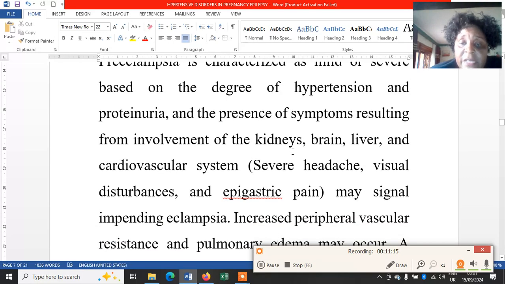We've talked about signs like severe headache, visual disturbances, and epigastric pain. These signs are a signal of impending eclampsia. If a mother reports having a very severe headache, saying, I'm not seeing, or I'm seeing two people walking, I'm having a very severe epigastric pain, then that is a sign that any time this mother is going to convulse. And convulsing means the brain is now affected.